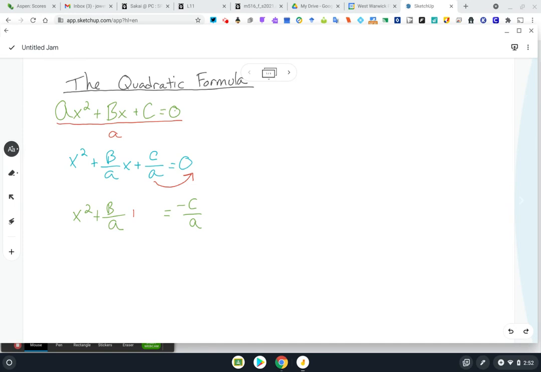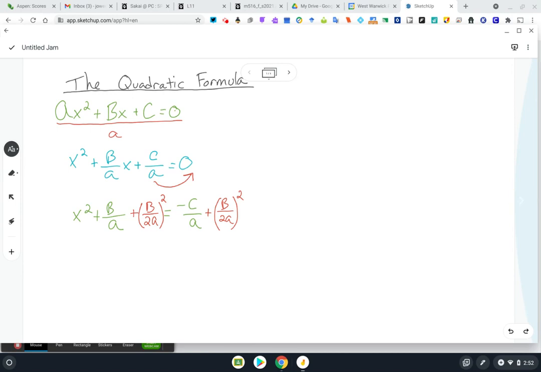So we're going to need to take half of the b term for ax squared plus bx plus c. So the coefficient of x, we're going to take half of it and we're going to square it. And whatever we do to one side of an equation, we have to do to the other. So we're going to add b divided by 2a squared to both sides.